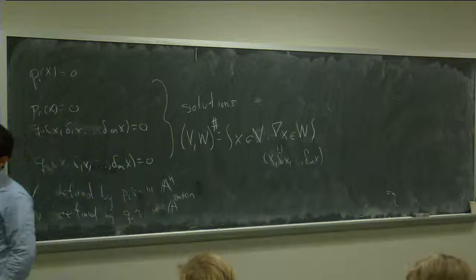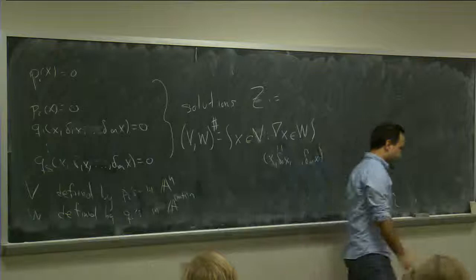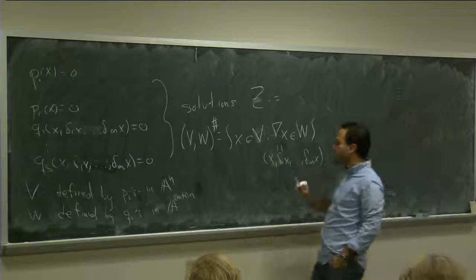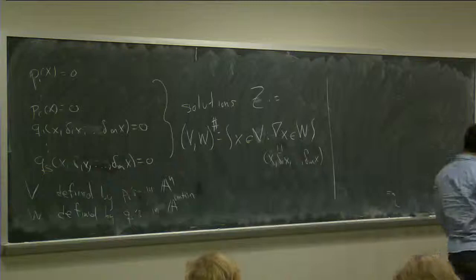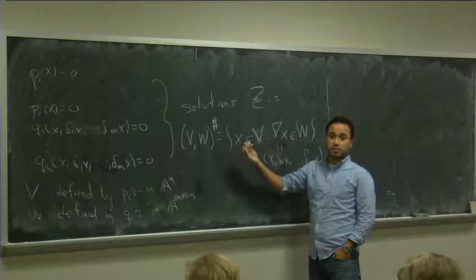Any given system, you can transform it into that form. And I'm going to be looking at this set, which I'm going to call the solution set Z. Precisely what Jay was saying: in general, what I'm going to do is calculate the degree of the Zariski closure of this set Z.